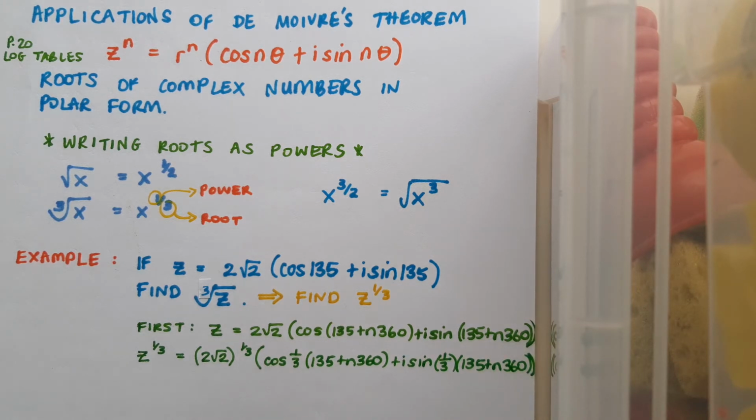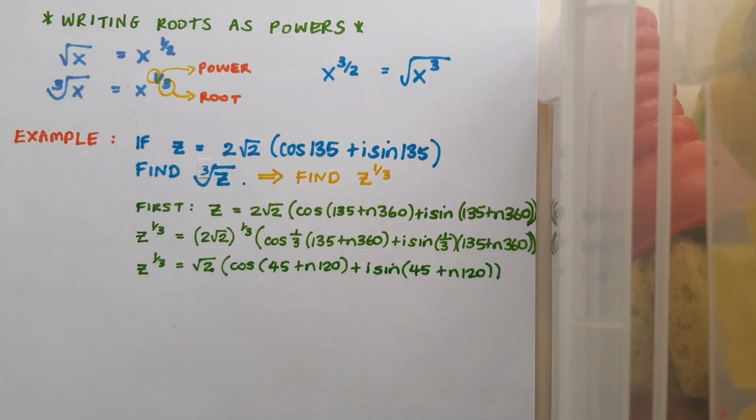At this point, I can go off to my calculator and do a bit of evaluation. And 2√2 to the power of 1/3 is going to come out as √2. And then I'm going to multiply 1/3 by (135 + n360), which gives me 45 + n120. And that'll be the exact same angle in the sine part of the term also. So now I have my general form of the solution for z to the power of 1/3.